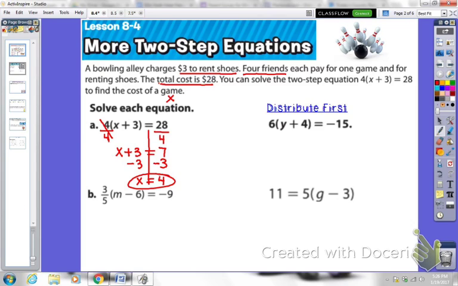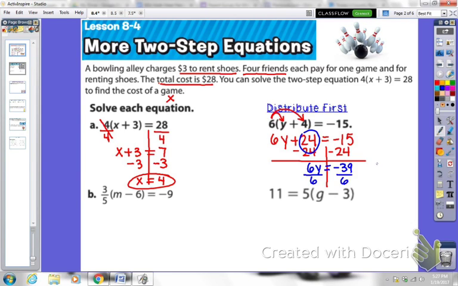Method 2 is we are going to distribute the 6 first by multiplying it through the parentheses. So this is 6y plus 24. I'm going to set that equal to negative 15. Now this is a 2-step problem. First, to undo the addition, you're going to subtract 24 from both sides. This part makes 0, so you're left with 6y equals negative 15 minus 24, which makes negative 39. Then you'll divide both sides by 6. So you get y is equal to negative 6.5.